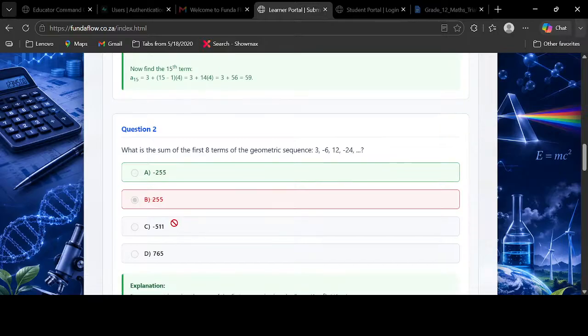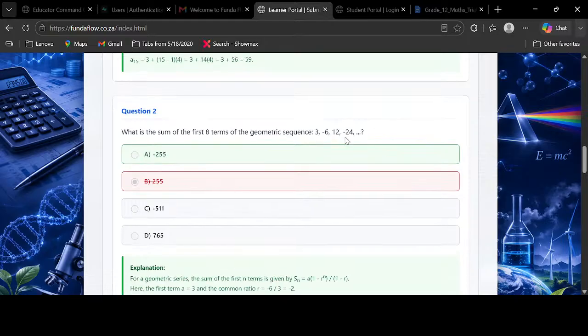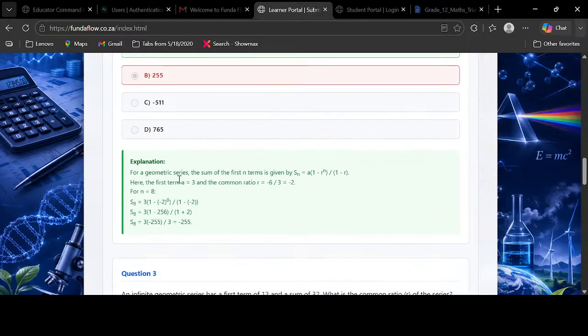Okay, it says just because on this one we chose B, B is incorrect. The correct one is A. Okay, but does it explain why? Yeah, it explains. For a geometric series, the sum of the first n terms, Sn, is equivalent to a open bracket 1 minus r to the power n close bracket all over 1 minus r. So you should remember this, guys, if you are just quizzing yourself.